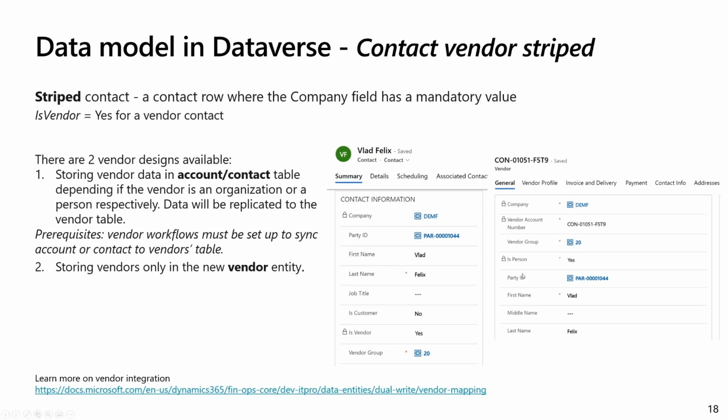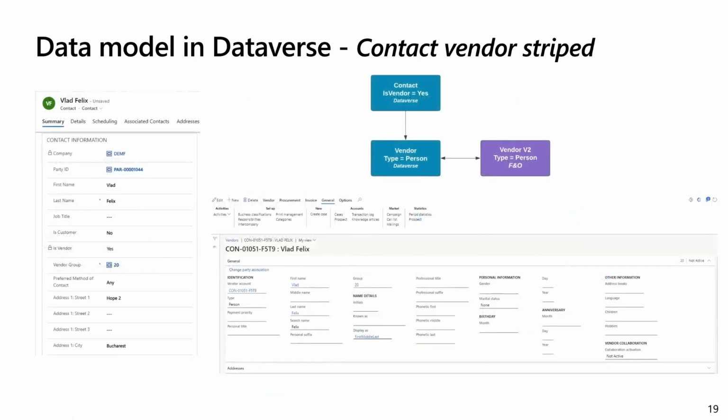In the print screen here, we can see the vendor contact created in the contact entity, and then also the Dataverse vendor entity where the data was replicated. This is corresponding to the vendor design number 1. We also have a table map available with vendor on the Dataverse side with filter type equals person, and vendor v2 on the FNO side with the same filter.